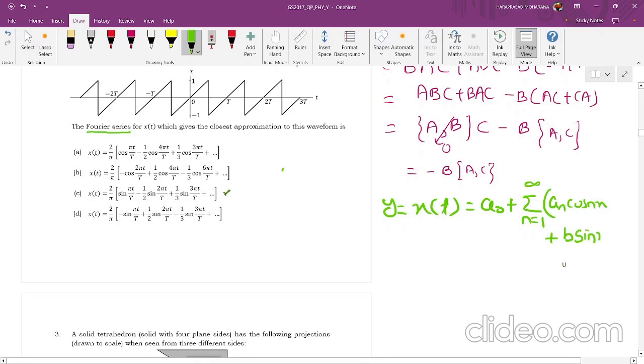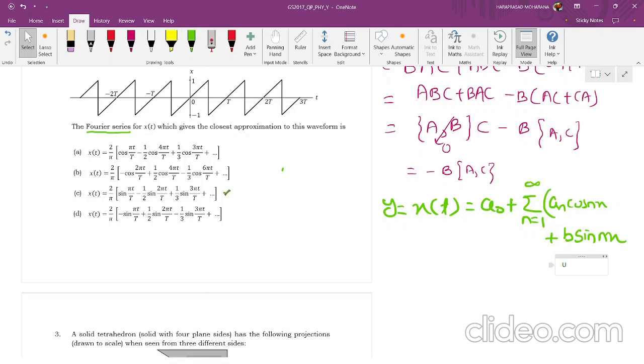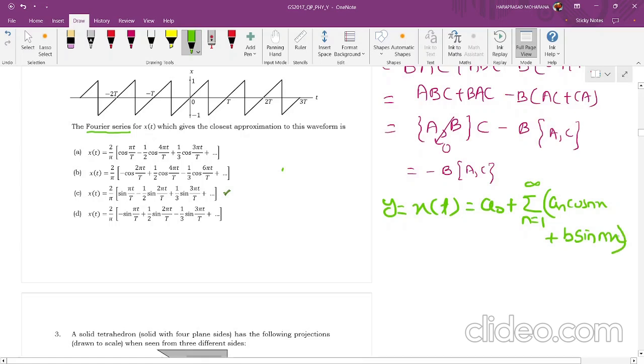Why is it not responding well? Okay, let me do this. Sin nx. Give me a second. Okay, good now. You have to end it with a bracket. This is the Fourier series expansion of a function.